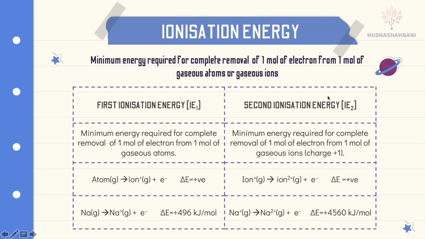Second ionization energy means the second time you remove one mole of electrons. The second time you remove, you must remove from a gaseous ion, because the first time you remove from a gaseous atom and it produced an ion, and then the second time it's from the ion. Minimum energy required for complete removal of one mole of electrons from one mole of gaseous ions. So the gaseous ion must be charged positive 1 because you already removed one mole of electrons. Then when you remove the second time, you have removed 2 moles, so ion 2 plus and 1 mole of electrons, and again the delta E must be positive because it is energy required, not energy released. If energy released, delta E negative.